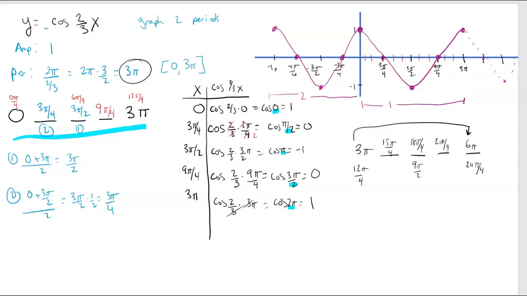Okay, so that's graphing with amplitude and your periods. I want you to try the practice problems and the challenge question that is on Google Classroom. If you have any questions or concerns, please do not hesitate to reach out and ask.